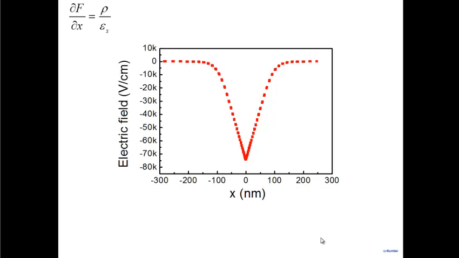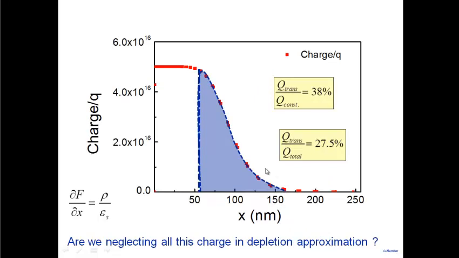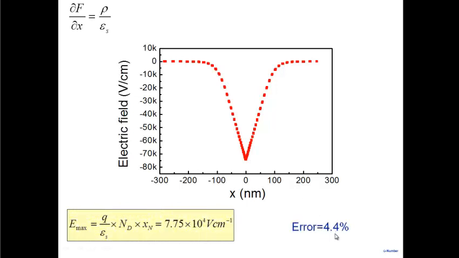What is going on? We said that depletion approximation assumes constant charge, right? Constant charge here. And we sort of think that maybe depletion approximation involves neglecting all this charge here, right? The transition layer we are not even considering. And charge here is about 38% of the charge here. And we have to integrate charge to determine electric field. So I would expect a huge error, but the error I get is 4.4%. Depletion approximation seems to be working very well. The exact analysis gives me an electric field, a certain value here, and depletion approximation gives me the same electric field within 4.4% error. It's working very well.